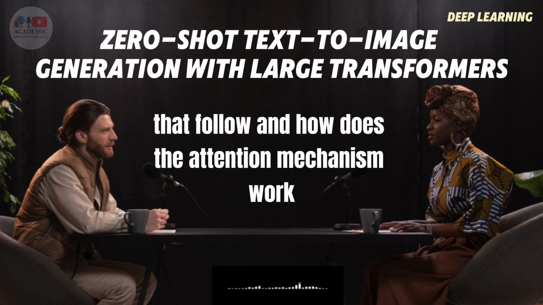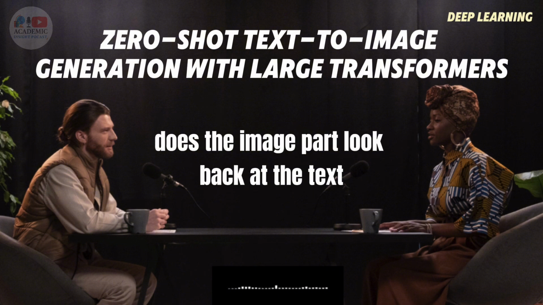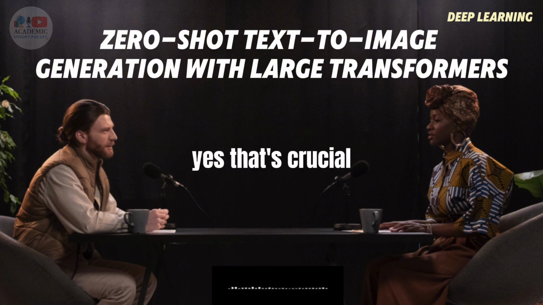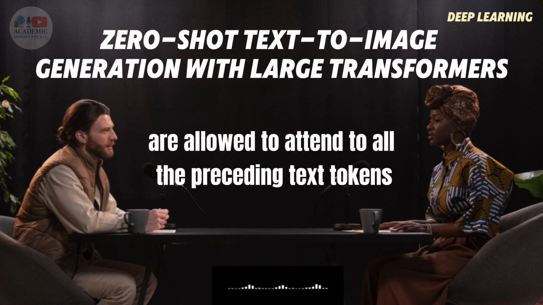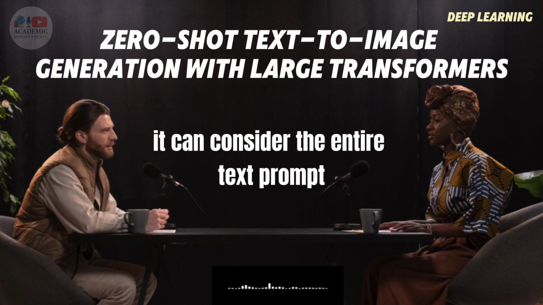And how does the attention mechanism work across the text and image parts? Does the image part look back at the text? Yes, that's crucial. The image tokens are allowed to attend to all the preceding text tokens. So when it's deciding the next image token, it can consider the entire text prompt.